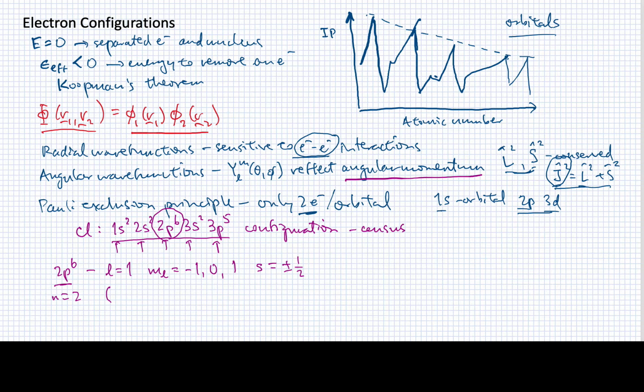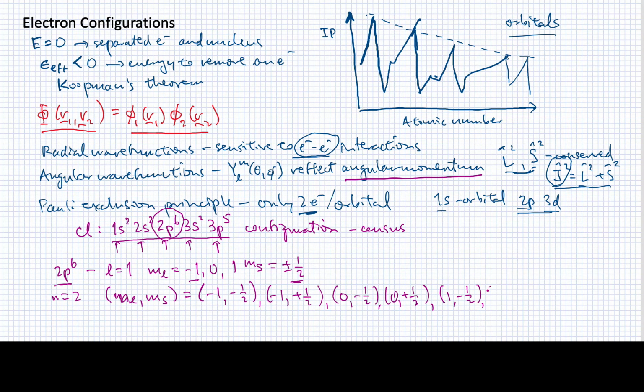These are actually, I should have written this as ms because that's really what we're describing here. But we can write ml and ms as having the following contributing sets. We have ml equals -1, ms equals -1/2. We also have one for +1/2. All right, so that represents 2 electrons that are paired in the particular p orbital that has ml equal -1 in this atom. We also have orbitals that are described by these values of ml and ms. And finally, we have orbitals that are described by these values of ml and ms.